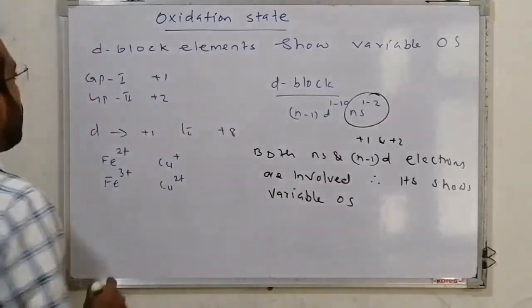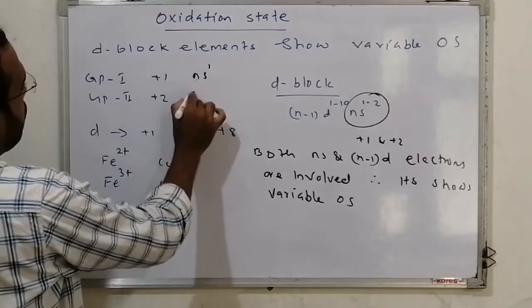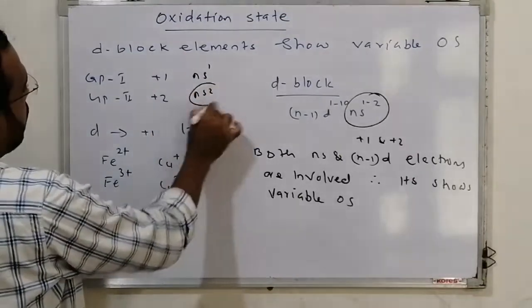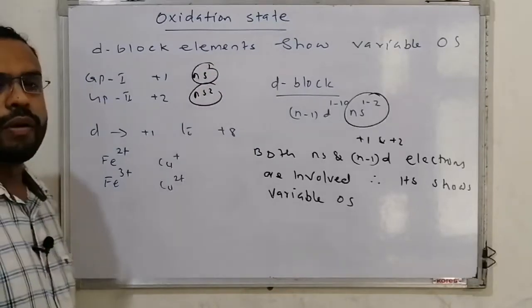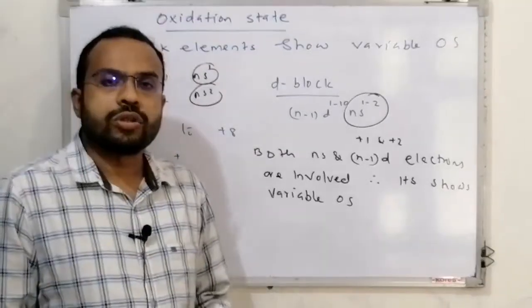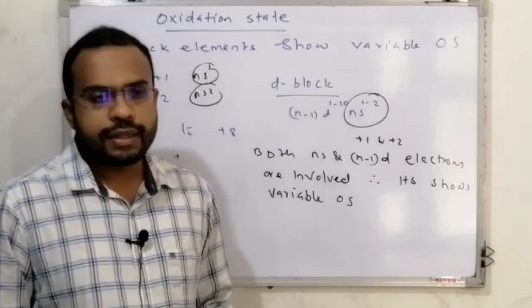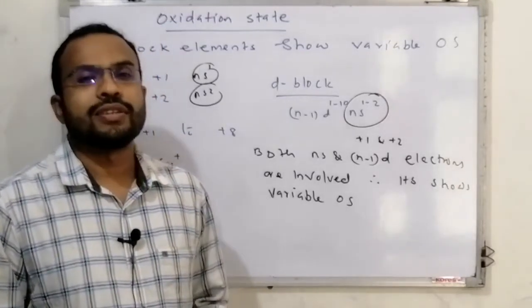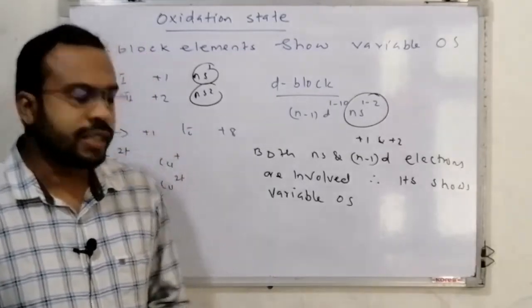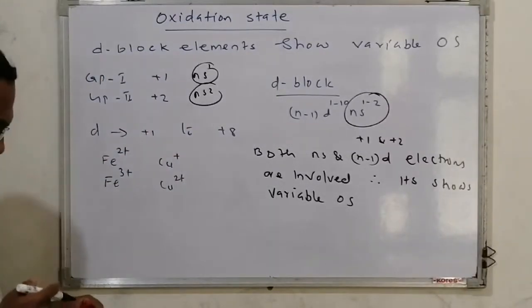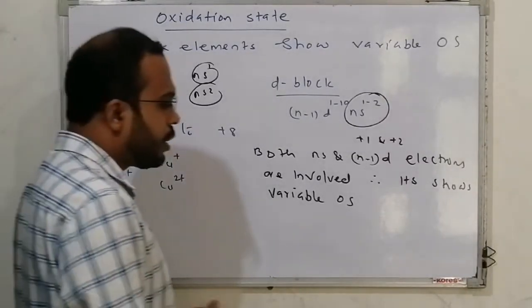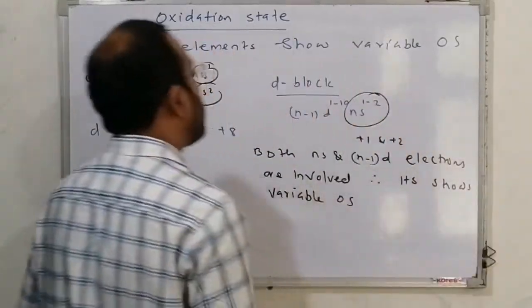This is the point. The alkali metal is ns1. The alkaline earth metal is ns2. Only ns electrons are involved. But in the d-block, not only the ns electrons, but (n-1)d electrons are also involved in bond formation. That's why d-block elements show variable oxidation state.